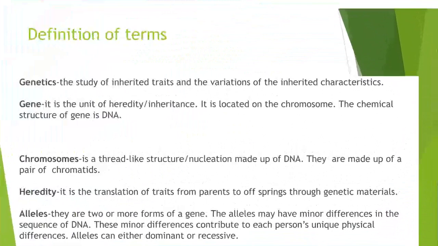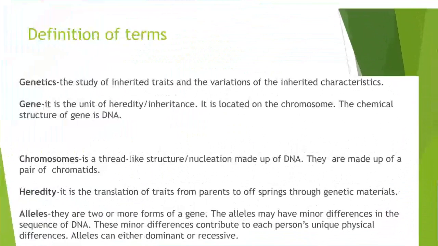The other term is gene, and gene is the unit of heredity or inheritance. Unit of inheritance means it is the gene that carries the inherited traits from the parent to the young one or offspring, from one generation to another. So gene is located on the chromosome and the chemical structure of gene is DNA.